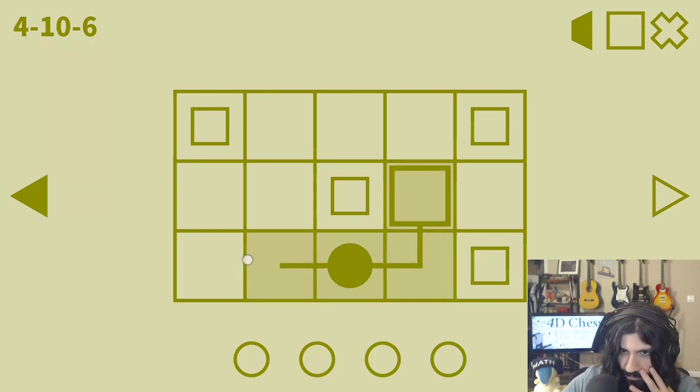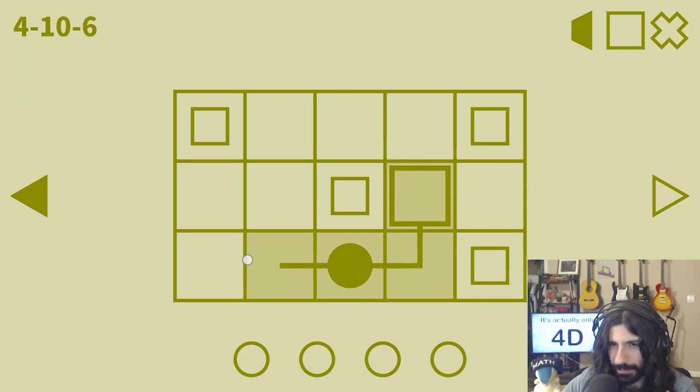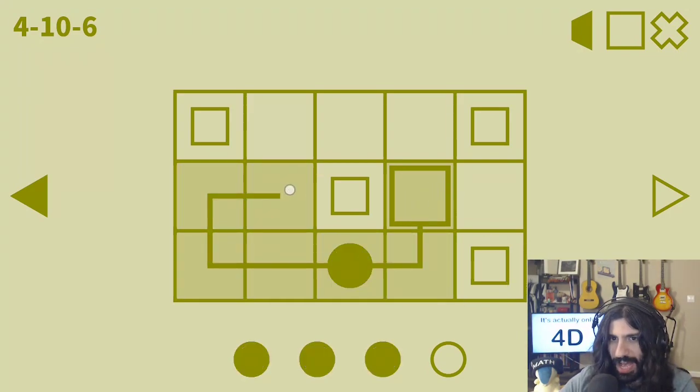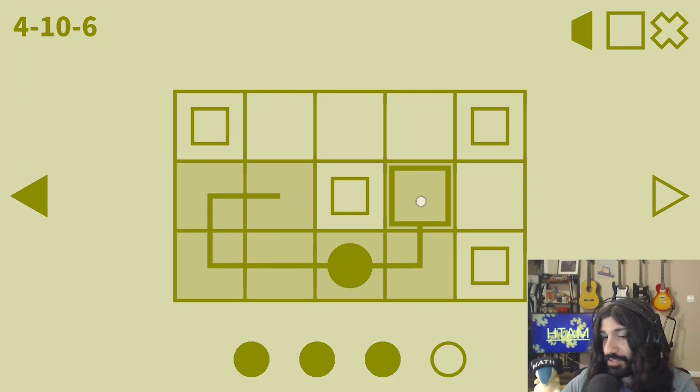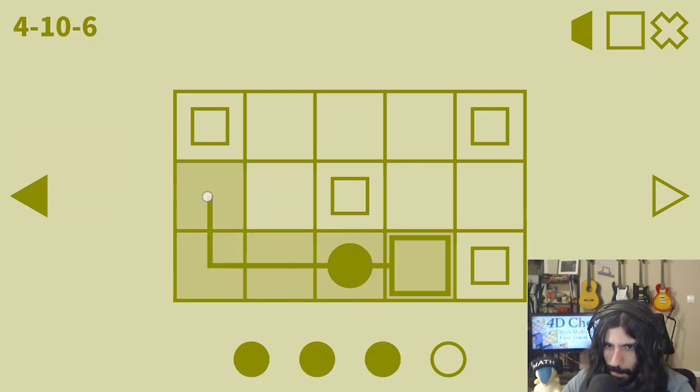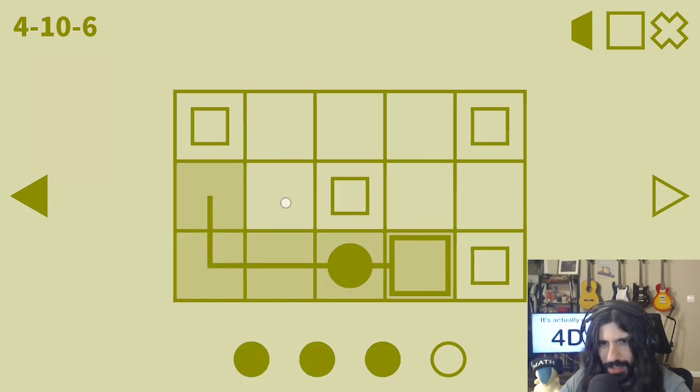Fuck. I know these don't follow the rule. Opposite chirality. Don't you fucking hate it? No, this is fine. Wait. Hold on. If I have this shape, this is also opposite chirality. God damn it.